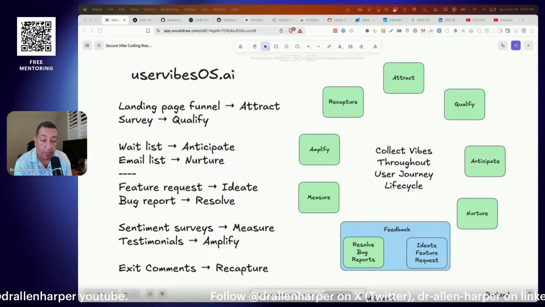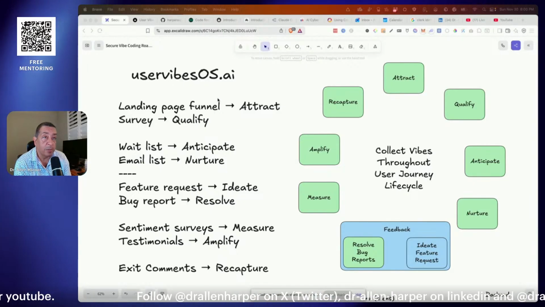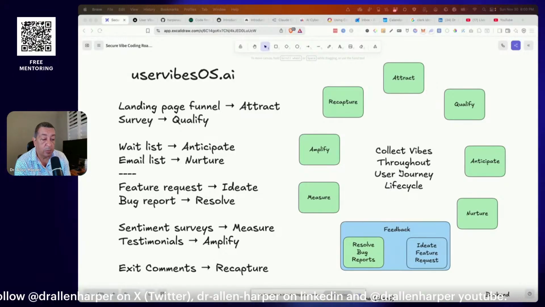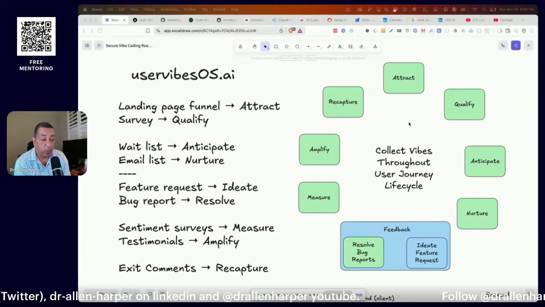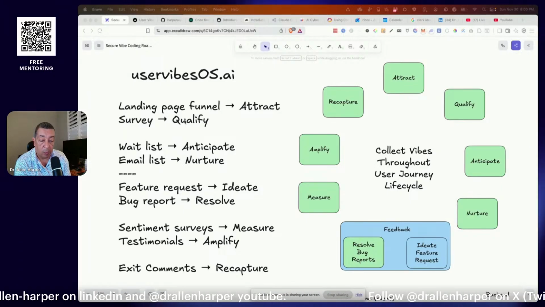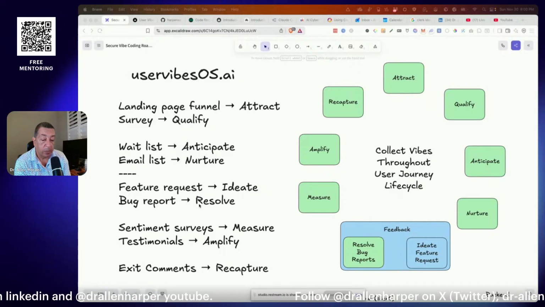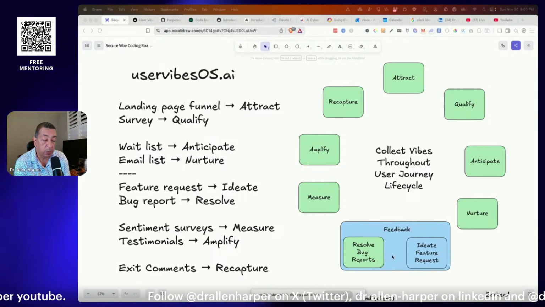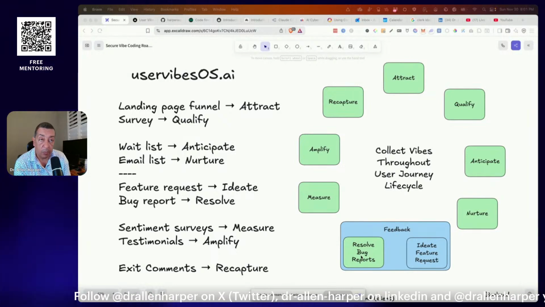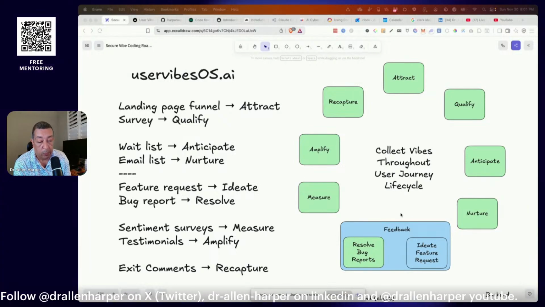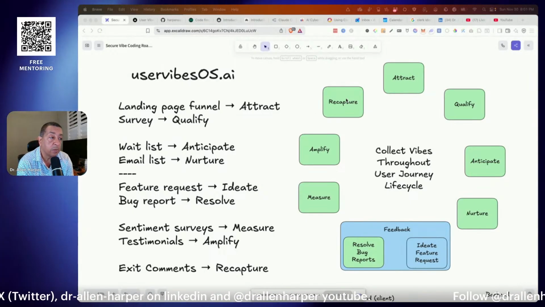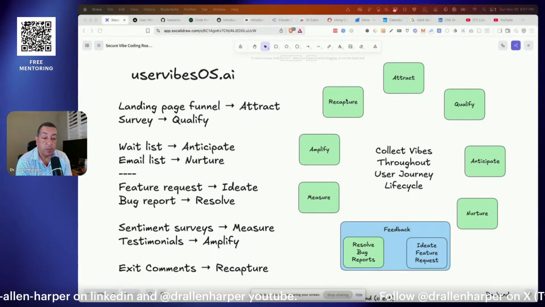And we are working on this app that we call User Vibes OS. The purpose of this app is to collect vibes from the user throughout the user journey lifecycle, from when they first hit our landing page all the way through to when they become customers. We want to be able to collect feedback from those customers by way of feature requests and bug reports, and then measure them all the way through cradle to grave and even try to recapture them if they decide to churn. And that's the purpose of this app.